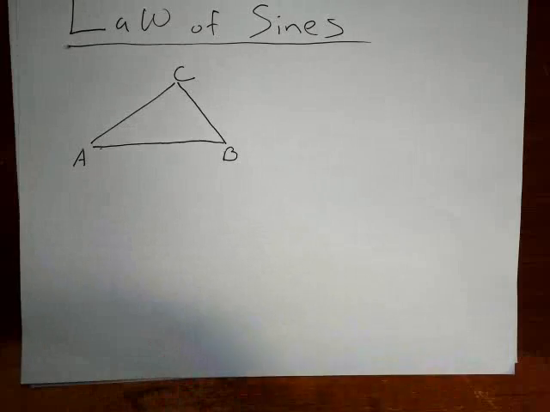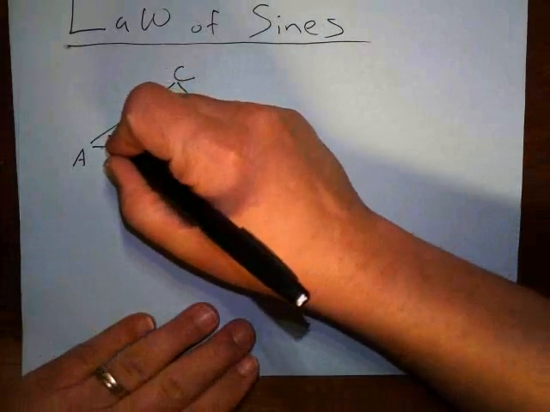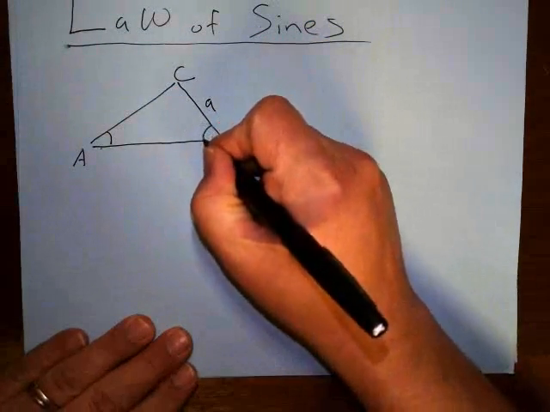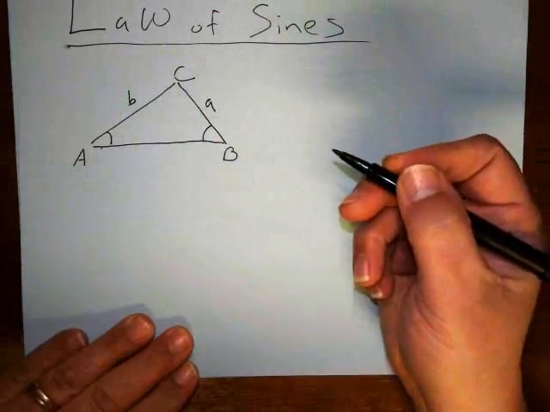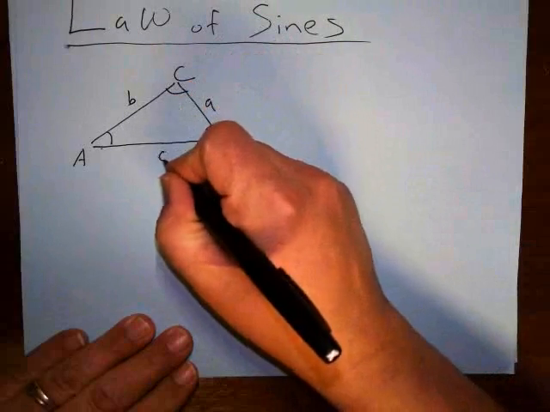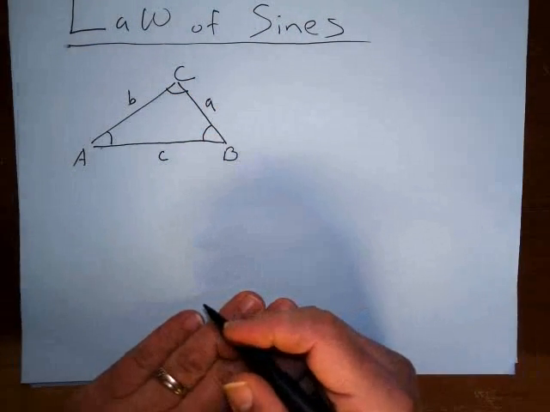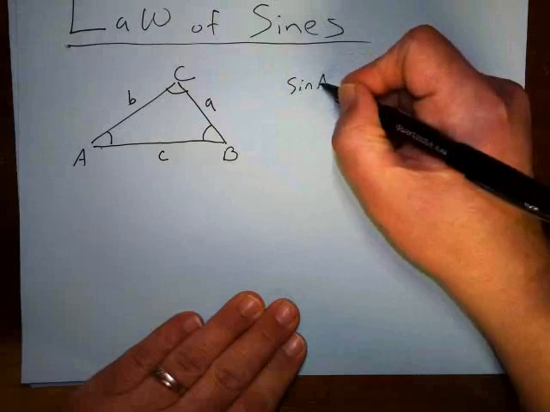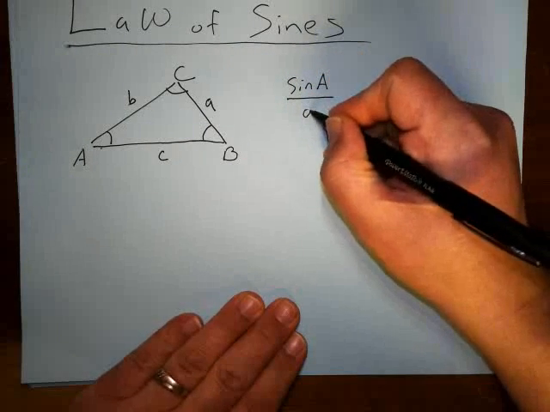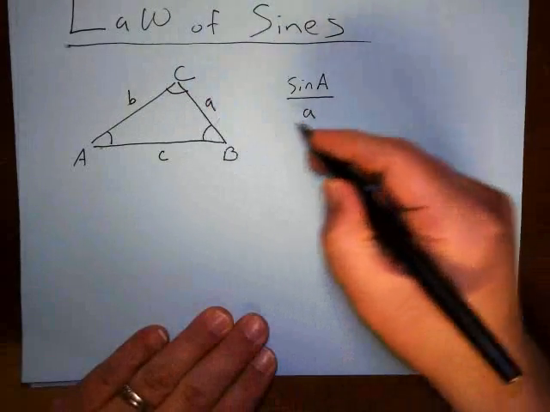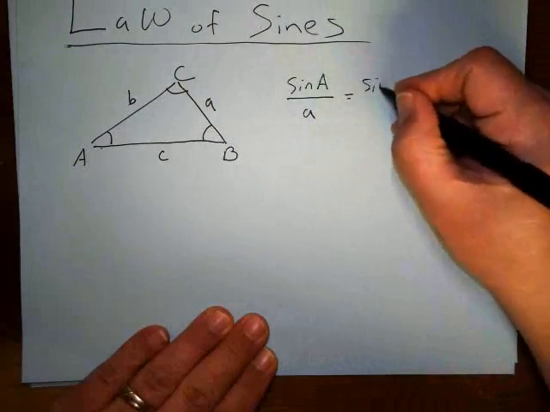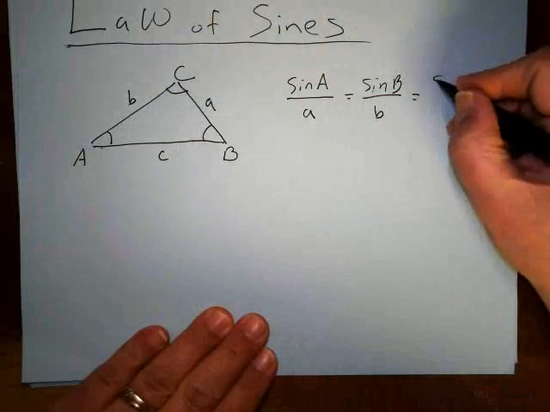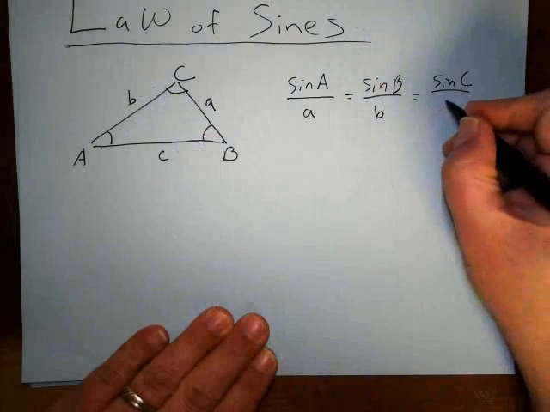Okay, so the law of sines: we'll say this is angle A, and across from angle A is side A. This is angle B, and across from angle B is side B. This is angle C, and across from angle C is side C. The law of sines says that the sine of A divided by side A is equal to the sine of B divided by side B, is equal to the sine of C divided by side C.